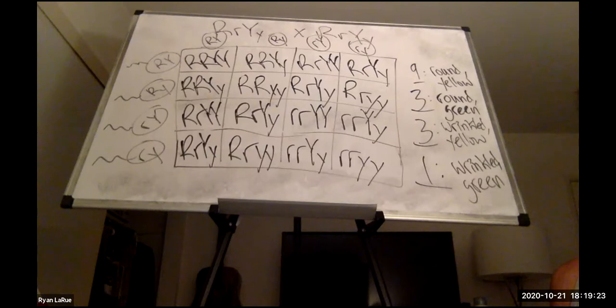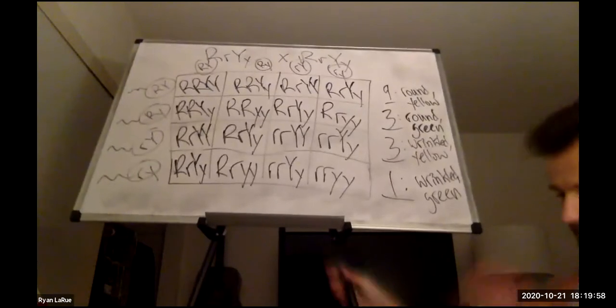Okay. The next cross, let me see how much time we have. Oh, 30 minutes. Okay, I think we'll finish right on time. Okay, the next cross is going to be another dihybrid, but we're going to do a different genotype for our parents.